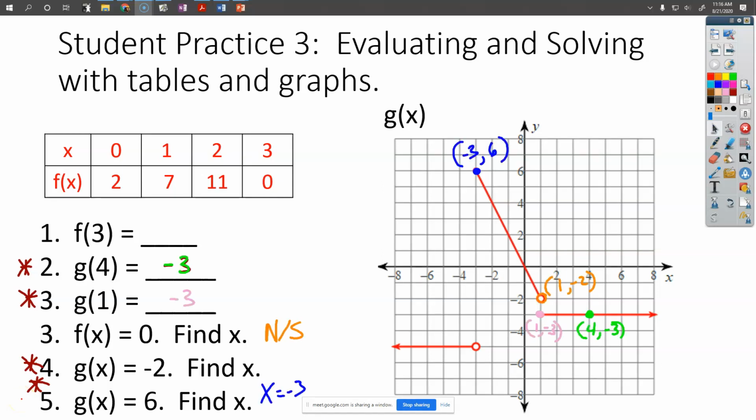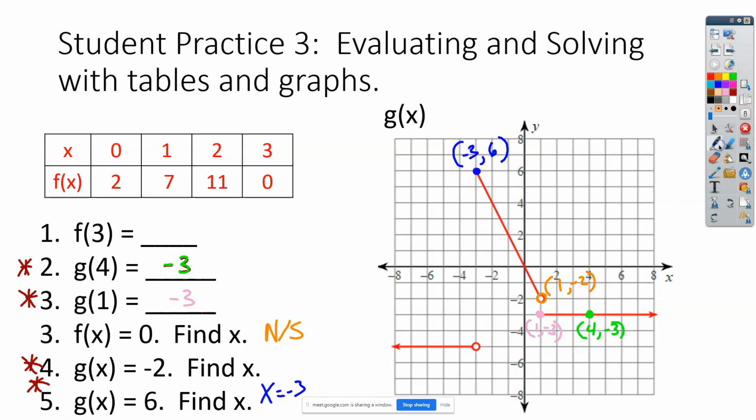Okay, so I've color-coded these, so that way you guys can take the answer that you see on the left and match it to the point on the right. So for number 2 there, the point is 4, -3. Wrong color. There we go. So it's 4, -3. So when x equals 4, y equals -3.